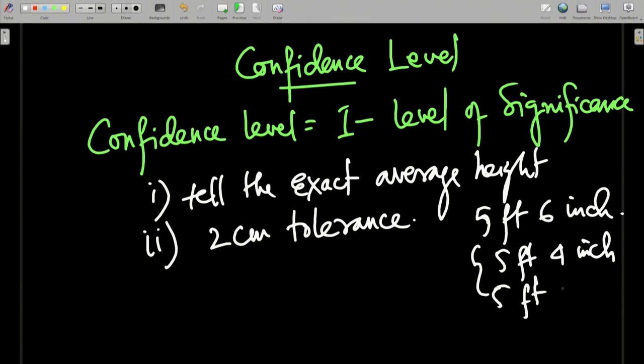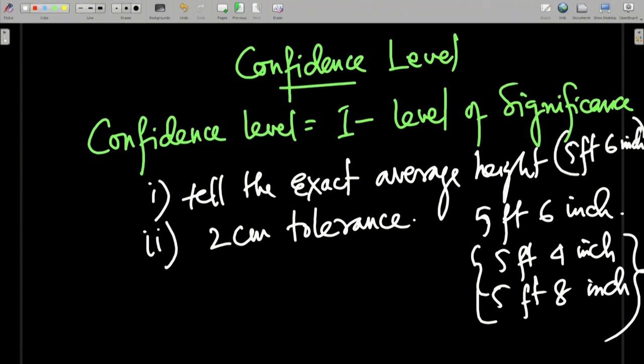If you say any number in this range, 5 feet 4 inch to 5 feet 8 inch, the professor will reward you. Here you have to say 5 feet 6 inch to get the reward. If you say 5 feet 5 inch, the professor will not reward you. And in this case there is some sort of tolerance.